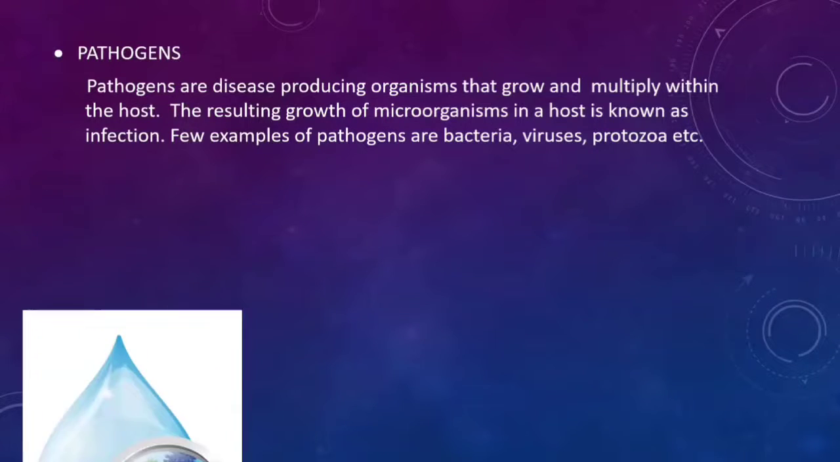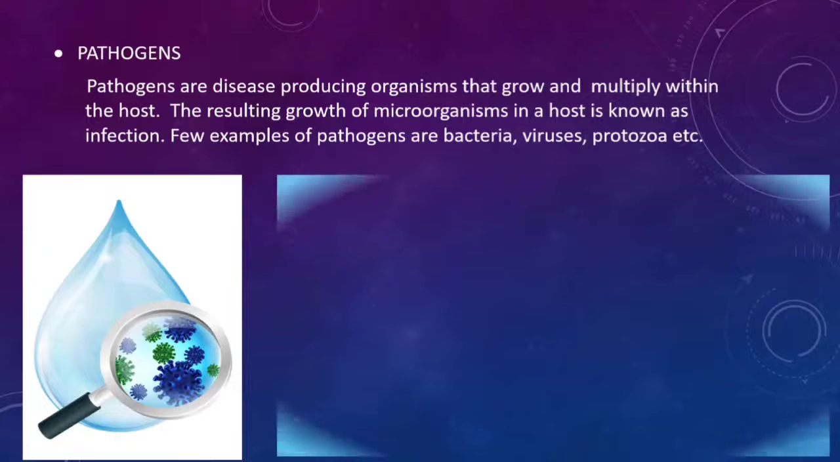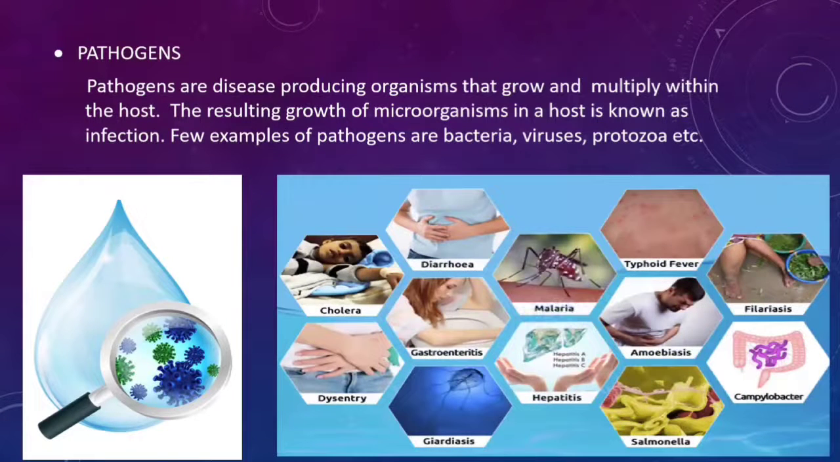Pathogens. Pathogens are disease-producing organisms that grow and multiply within the host. The resulting growth of microorganisms in a host is known as infection. They mainly originate from infected carcasses disposed in water bodies and waste that contain them. A few examples of pathogens are bacteria, viruses, protozoa, etc. Next slide.